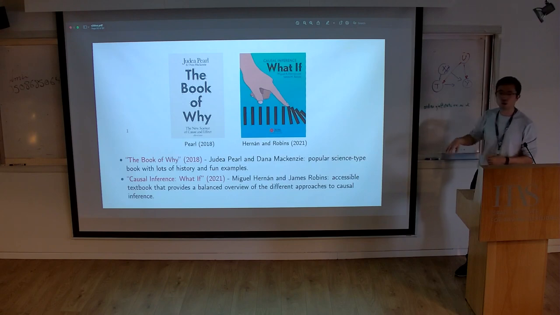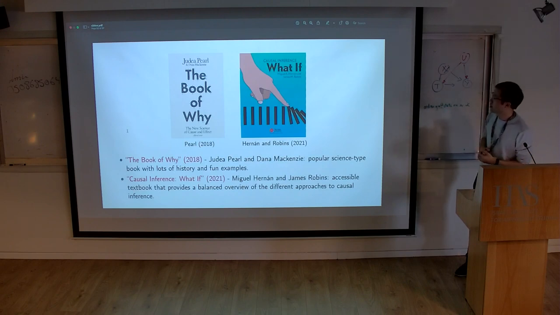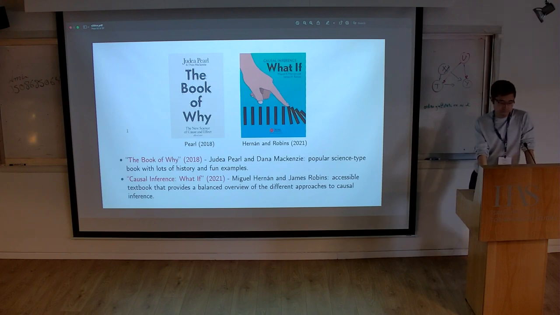If you want more of a textbook treatment, I can recommend this book on the right. It's Causal Inference: What If? It was written by two epidemiologists, so it has that angle of looking at things, but they give a fairly balanced overview of the different ways of doing causal inference. I would say these two are quite good starting points. The What If book is online, so it's free, and you can just download it. The textbook is completely free.